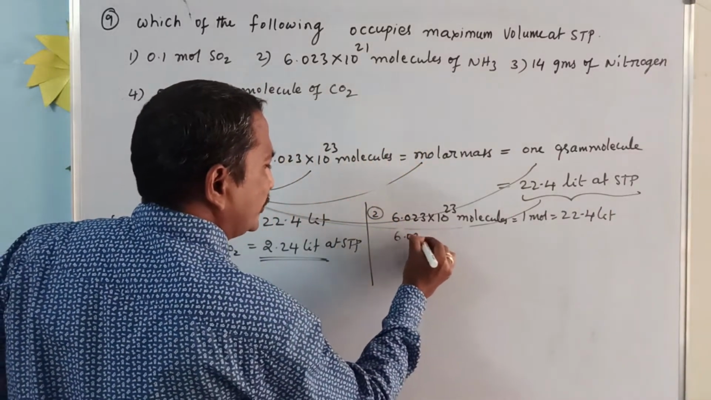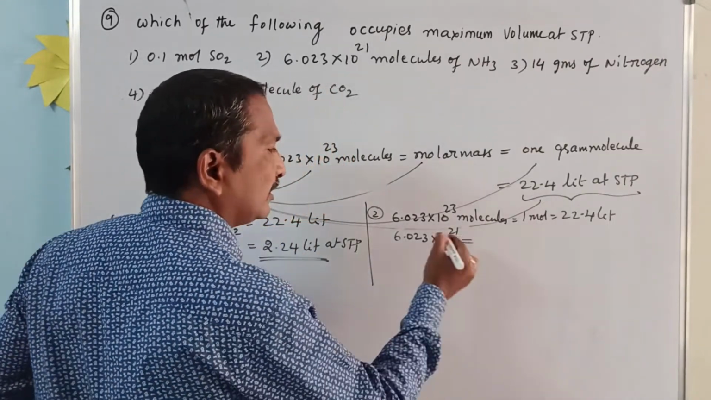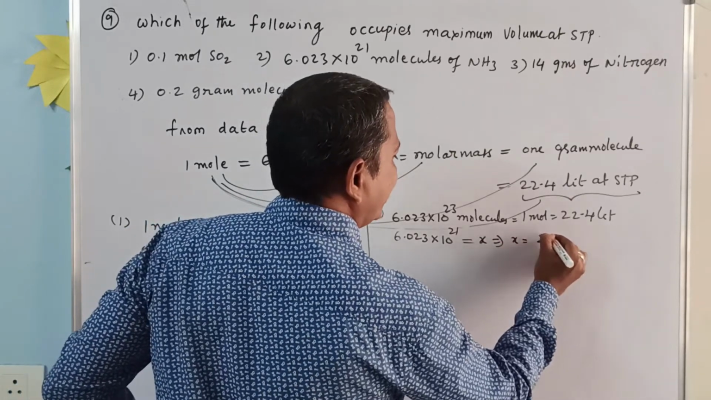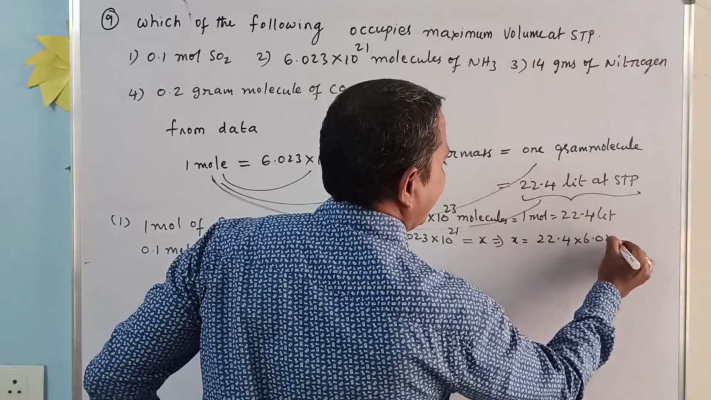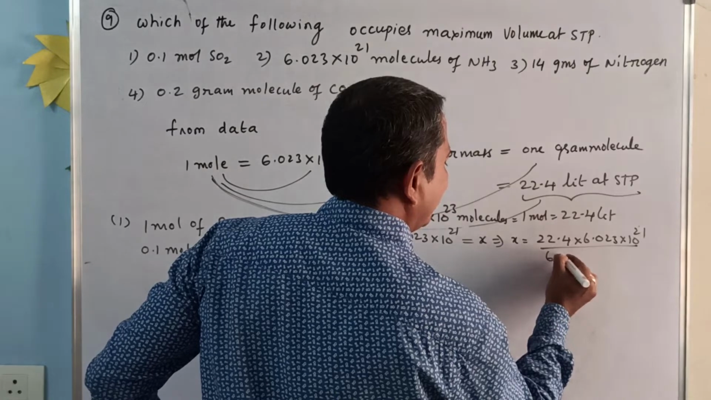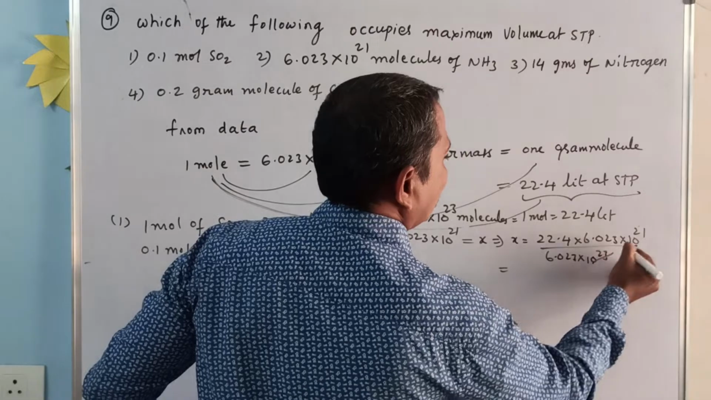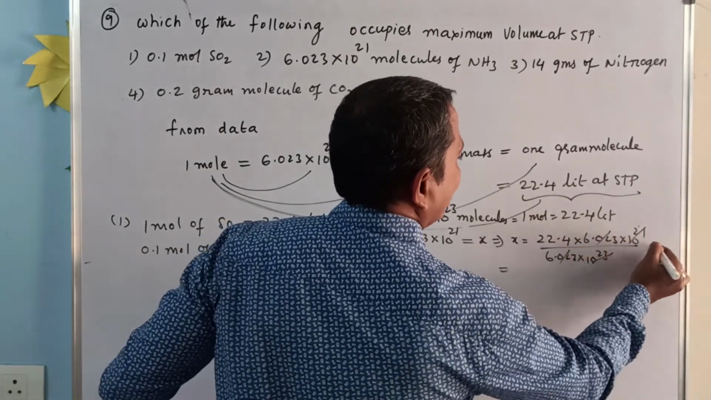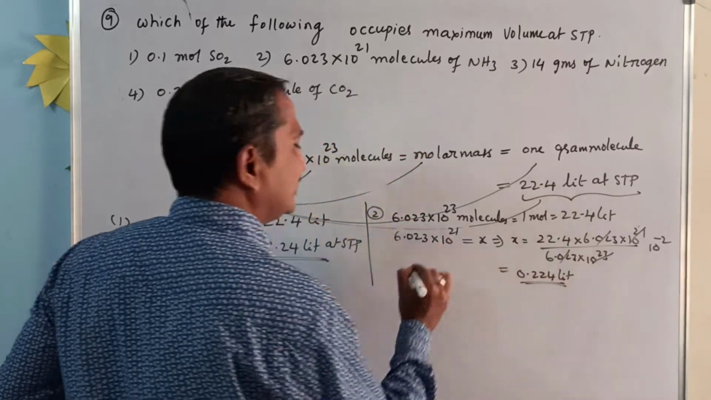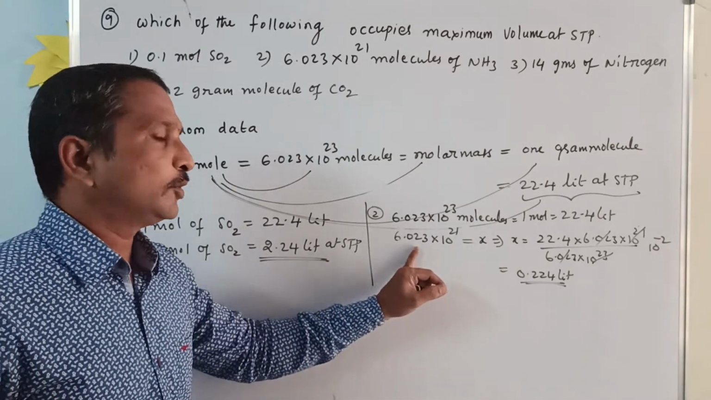Now 6.023 × 10^21 is equal to how much? Let it be x. That implies x is equal to 22.4 × 6.023 × 10^21 divided by 6.023 × 10^23. So this cancels, leaving 10^-2. So that is equal to 0.224 liters. Simply, 6.023 × 10^21 molecules is nothing but 0.01 moles.